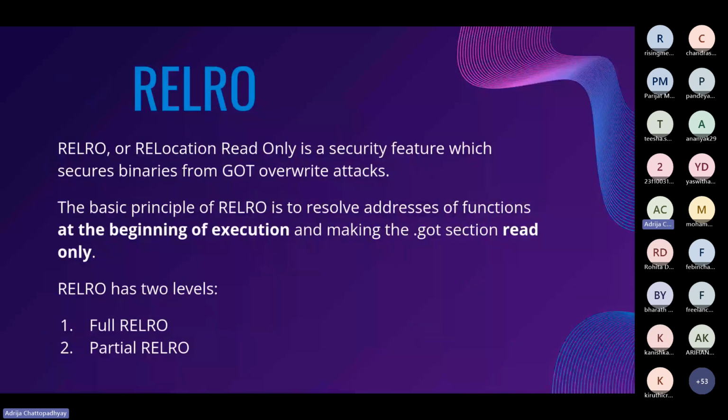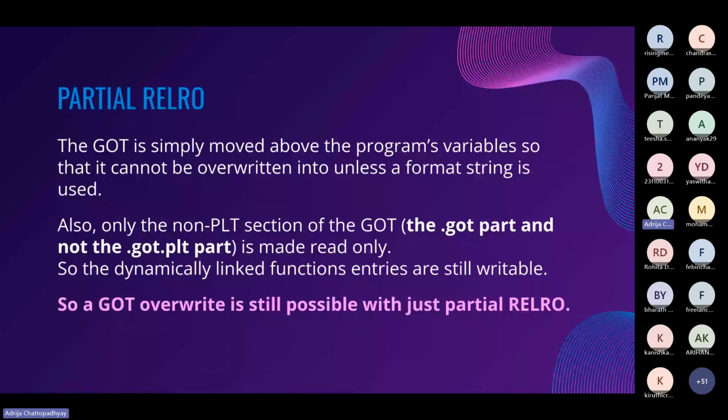Okay, before we get into the exploit, there's something called RELRO. This is another security mechanism. Relocation read-only is a security feature which secures binaries from GOT overwrite attacks. The basic principle of RELRO is to resolve addresses of functions at the beginning of execution and make the .GOT section read-only. RELRO has two levels, full RELRO and partial RELRO. So, partial RELRO first. The GOT is simply moved above the program's variables so that it cannot be overwritten unless a format string is used. So I'll discuss that in a bit.